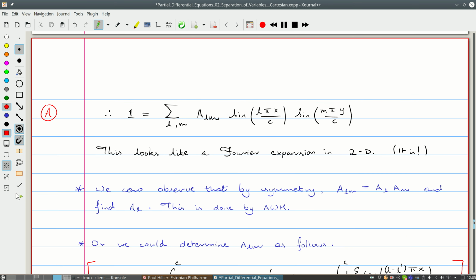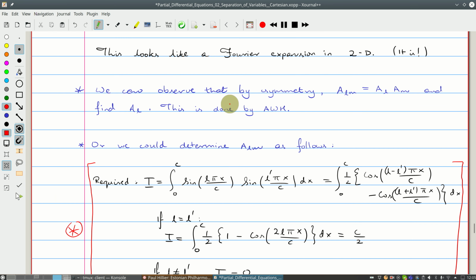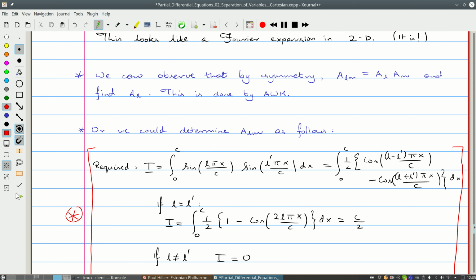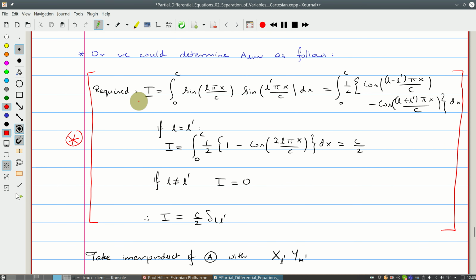Now in Arfken's book, what Arfken, Weber and Harris observe is that a, L, m can be written as a constant a of L times a, m, and then they just find the general form of this. You can have a look at how that's done there. Or you could just say, I'm going to find a, L, m as follows. And now I'm going to use the following result.